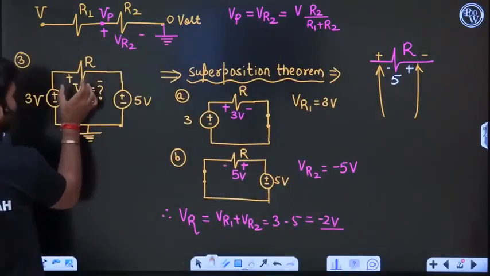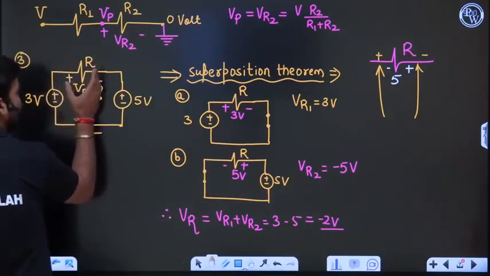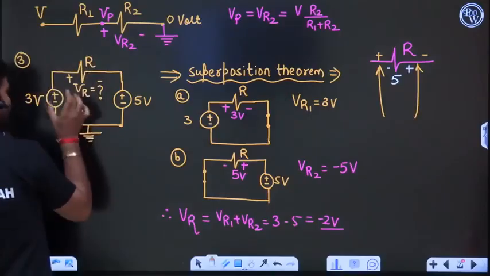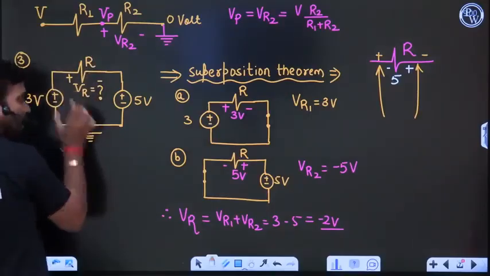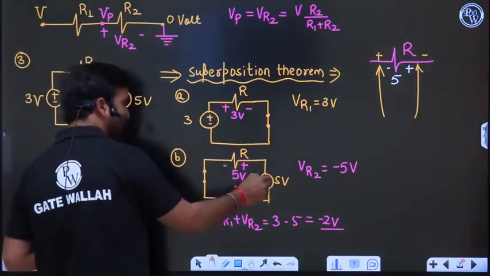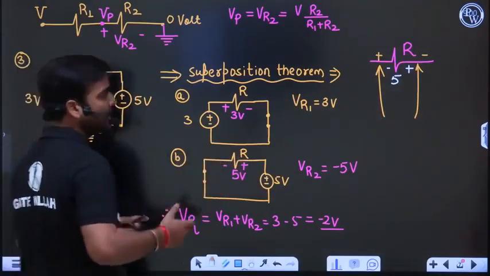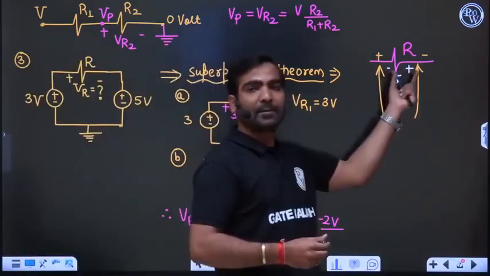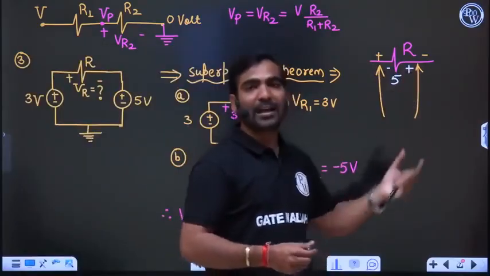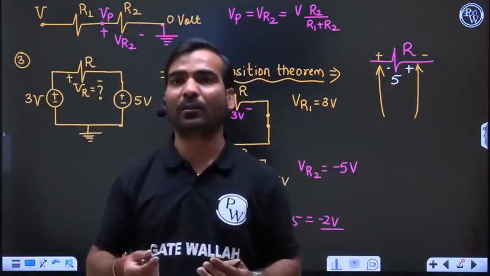Question is asking the voltage, this side positive, this side negative. What is the value of VR? Now during the calculation, this 5 volt is giving this side positive, this side negative. Meaning is that reverse voltage is coming across resistor R, meaning VR2 is -5, not +5.